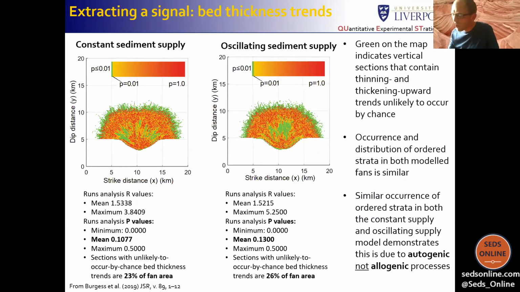But still, you'd be surprised how many interpretations say ordered means external control, disordered, well, you know, we're just going to ignore that. Or they never really consider that an ordered strata may equally well be autogenic. But I think this is showing that's pretty clearly the case. Okay, now the final thing.